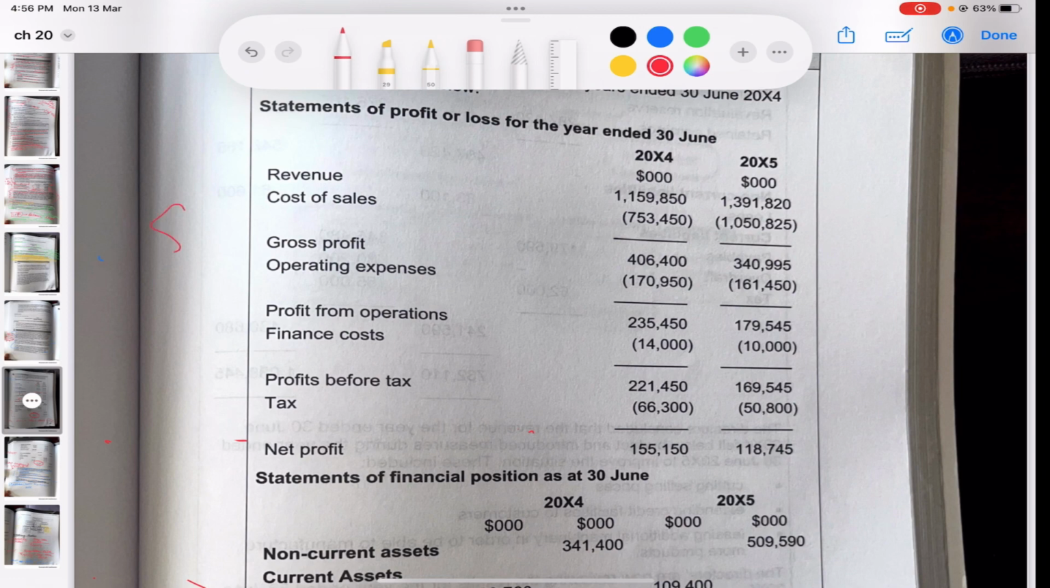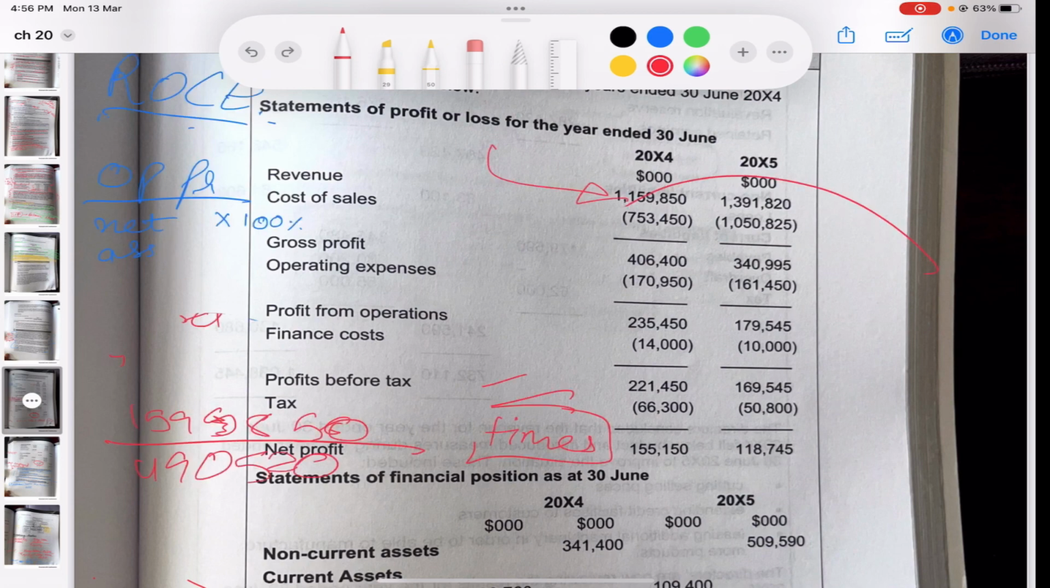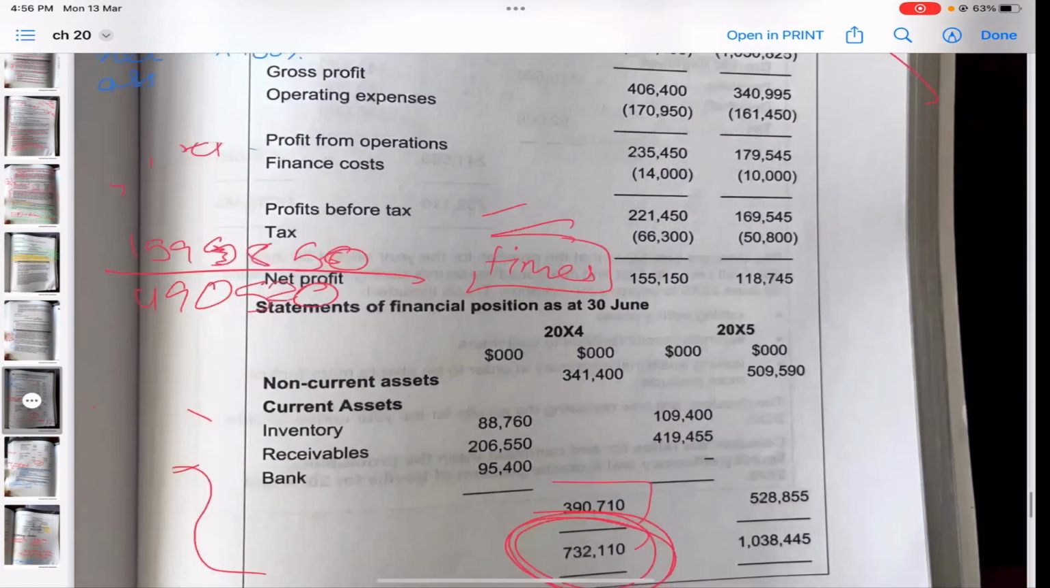Now let's come to the efficiency ratios and everything. So that again is going to be very easy. If you remember the formulas, I think you can do it by yourself. So do it by yourself.